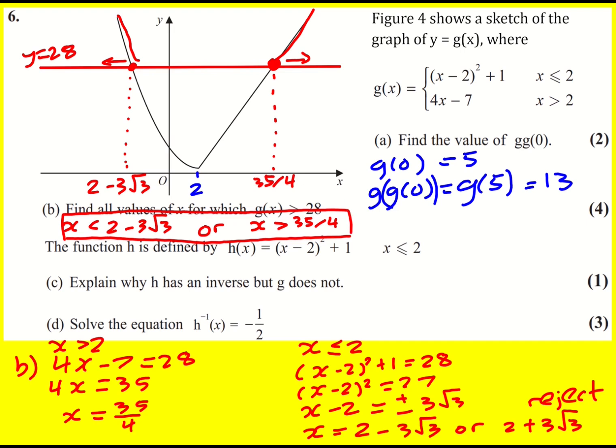The function h is defined very similarly, but just for x less than or equal to 2, not for greater than. Explain why h has an inverse, but g does not. Well, from the graph, we've already found two values of x that give us 28. This is a many-to-one function. g is many to 1. If you try and do an inverse mapping, it would swap around and be 1 to many, which is not defined as a function.